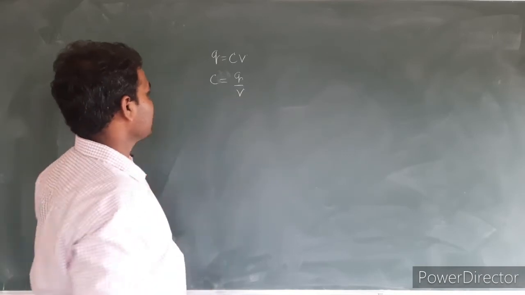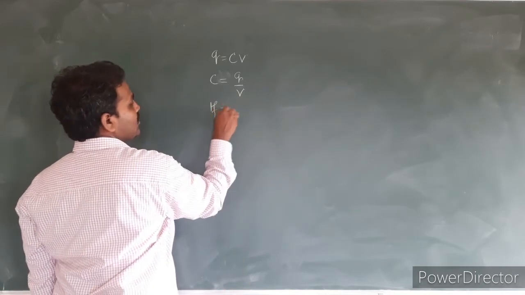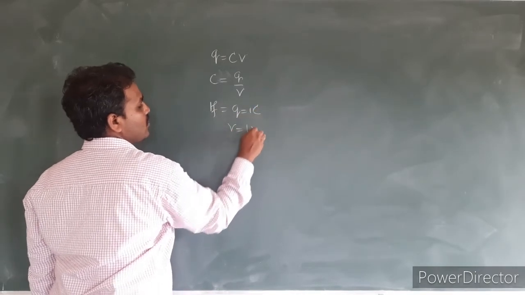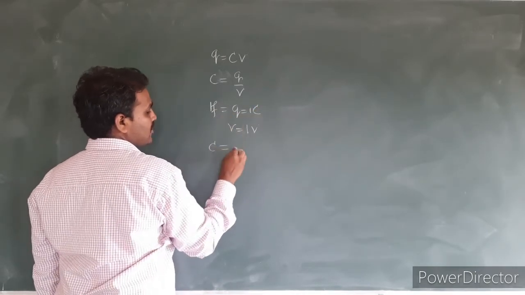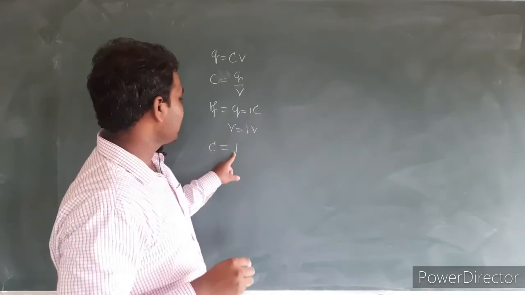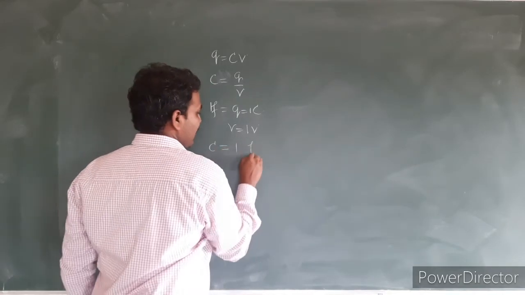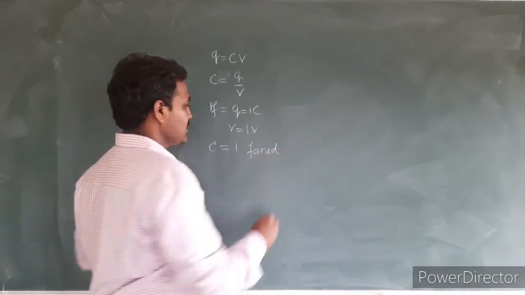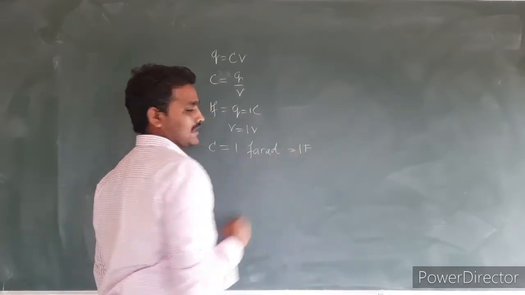Okay, so in this equation, let us consider if Q is equal to 1 coulomb and V is equal to 1 volt, automatically C will be equal to what? 1 unit, and the unit of capacitance is farad. So we are using the unit of farad. This can also be written as 1 farad like this.